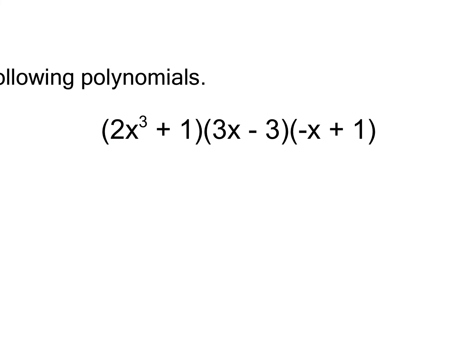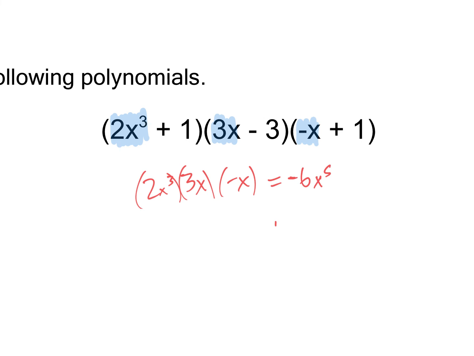For this next one, things get a little trickier, but it's still doable, right? Because we don't have to multiply everything out. All we have to do is multiply these first terms. 2x to the third times 3x times negative x, and that's going to give us our leading term. Okay, so numbers by numbers, 2 times 3 times negative 1 is negative 6. Variables by variables, x to the third times x to the first times x to the first is x to the fifth. So this is a negative, odd polynomial, which means its end behavior is going to be up and to the left and down and to the right.